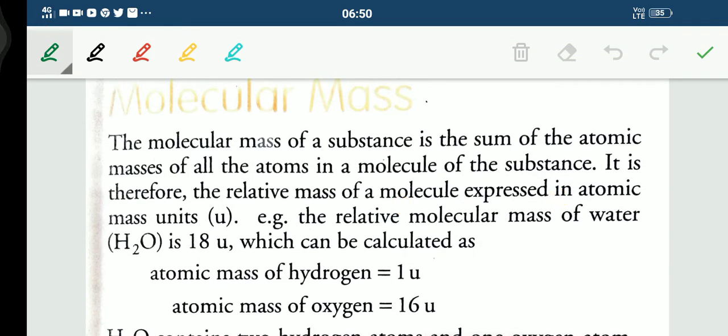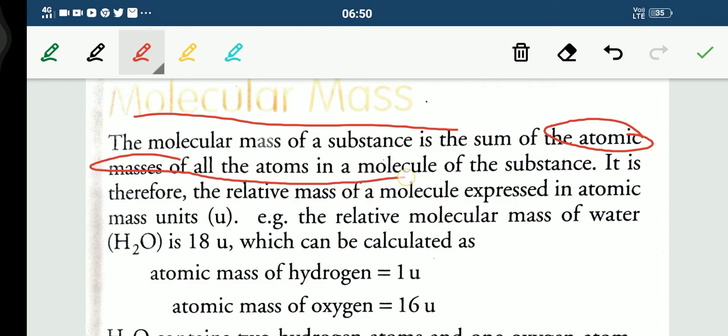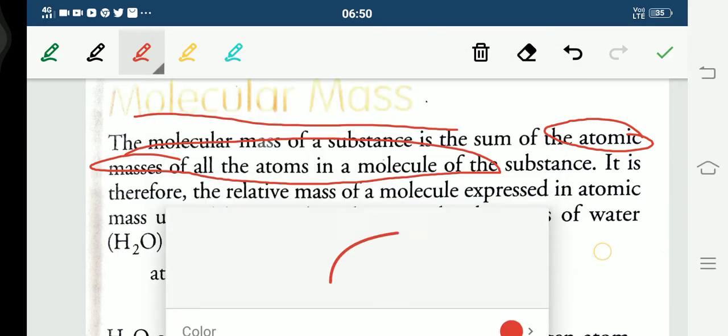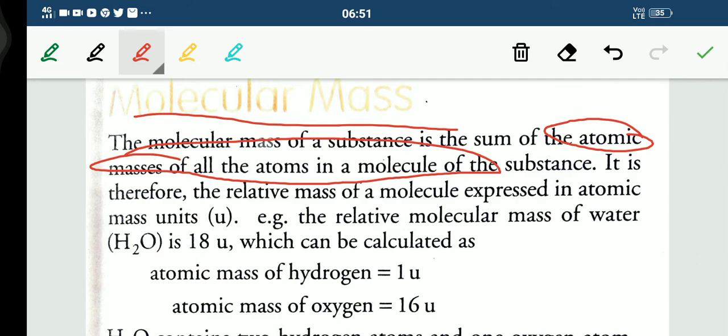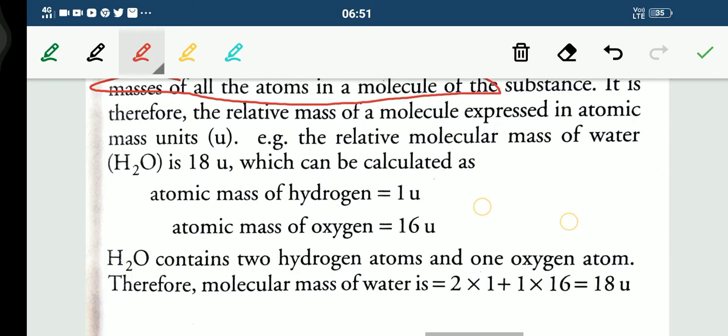Remember this, this is a very important concept. Fine. So first of all, we should know what exactly we mean by molecular mass. Molecular mass of a substance is the sum of the atomic masses of all the atoms in a molecule of the substance. We had already discussed the atomic masses of the atoms. So you should know all the atomic masses of the first 20 elements. Fine. And the important ones that I have discussed with you.